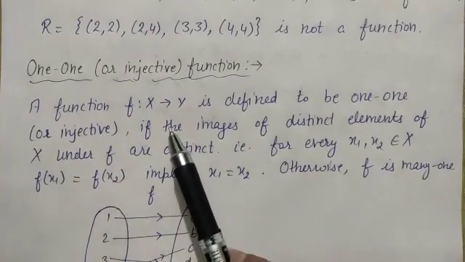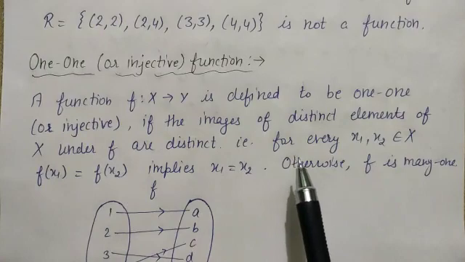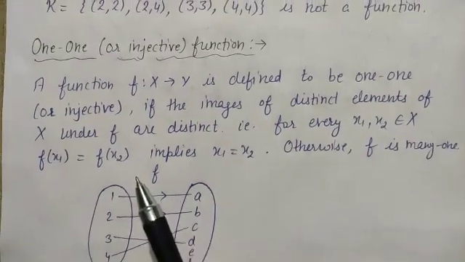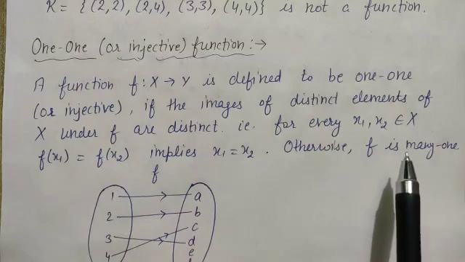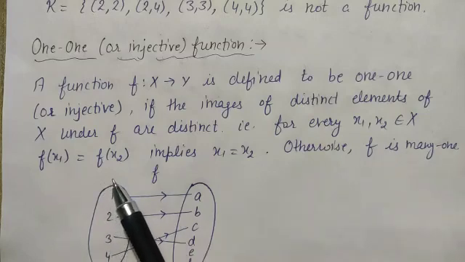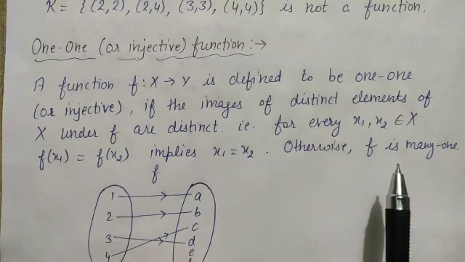A function f from x to y is defined to be 1-1 or injective if the images of distinct elements of x under f are distinct. That is, for every x1, x2 belongs to x, f(x1) = f(x2) implies x1 = x2, otherwise f is many-1.